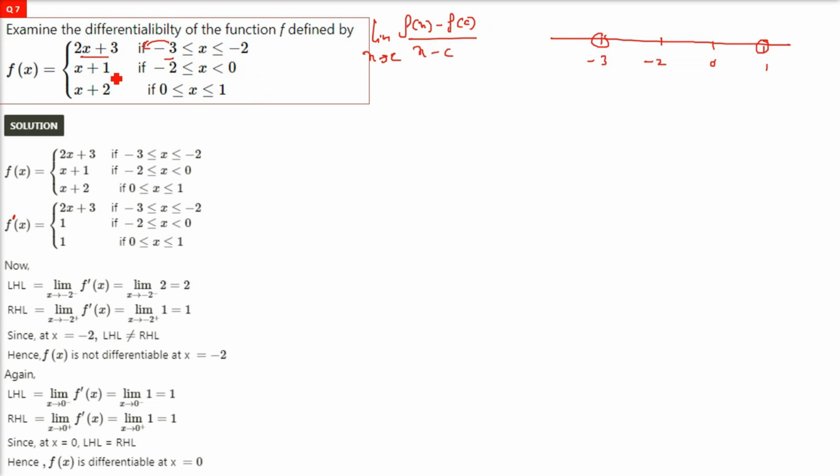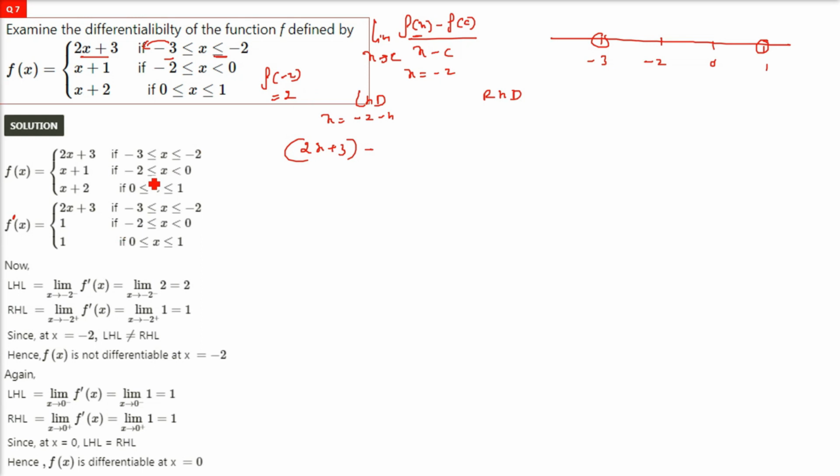Now I'm just going to tell you how it fails. That's why we have to opt for f dash x. So let us say I'm checking at x equals minus 2. Left hand derivative: minus 2 minus h I'll put, because we are just going a bit backwards from minus 2. So in place of f(x) I have to use 2x plus 3. And for f(c), that is f(negative 2), since the equality sign is here, you have to use the 2x plus 3 function here.